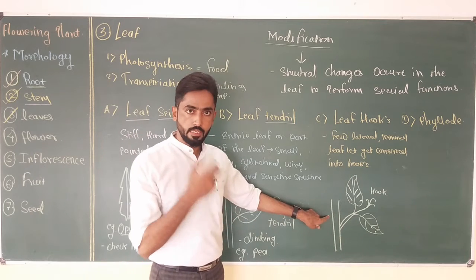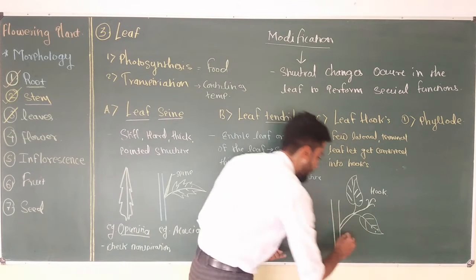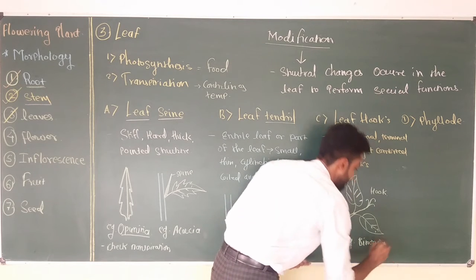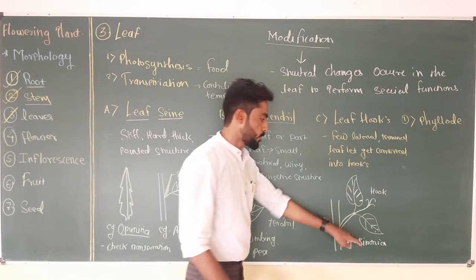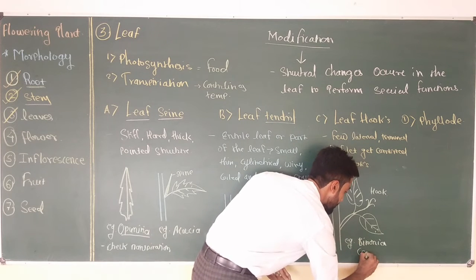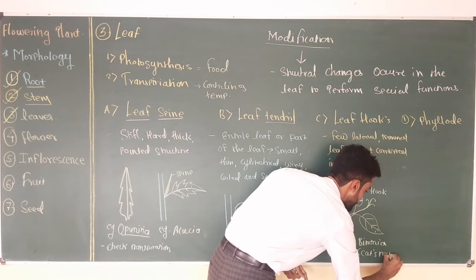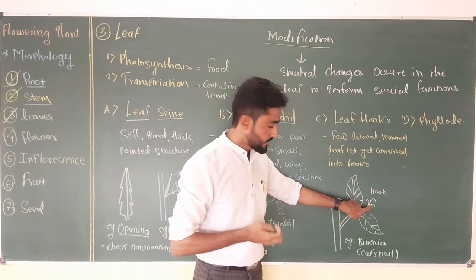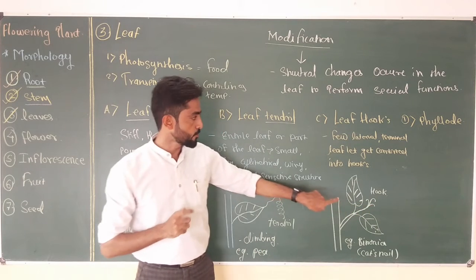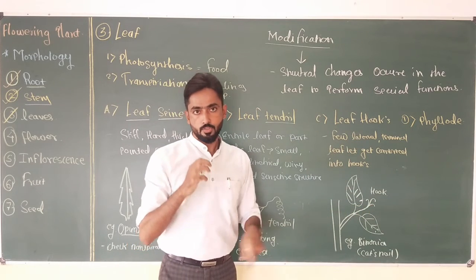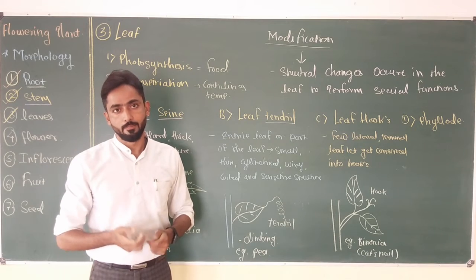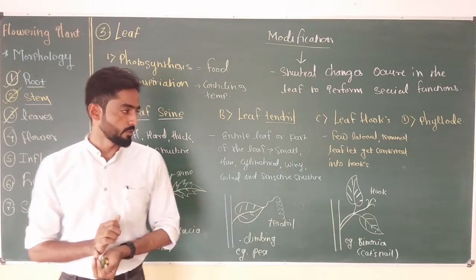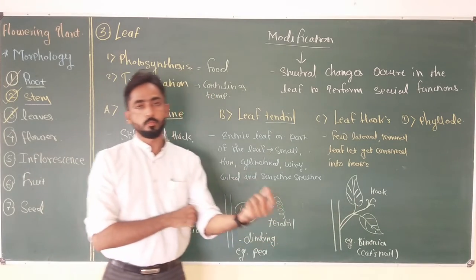A well-known example of the leaf hook is found in the plant Bignonia species. This type of plant is also known as cat's claw. Why do we call it cat's claw? Because these three hook-like structures, which are produced from the terminal leaflet, show similarity with a cat's claw. So we call this type of plant a cat's claw plant, and the modification helps the plant to climb over the support.